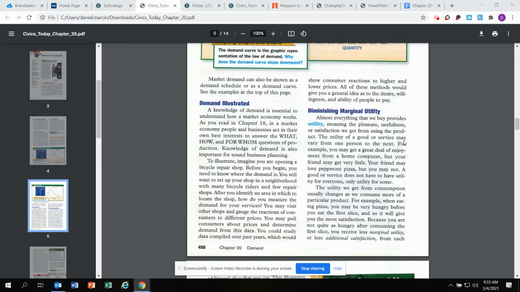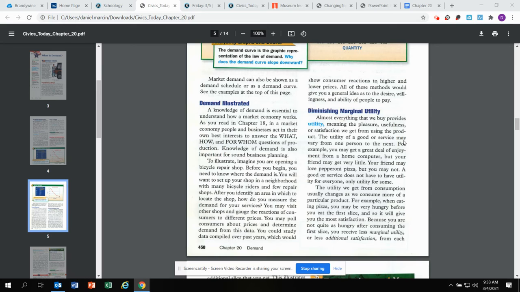To illustrate, imagine you are opening a bicycle repair shop. Before you begin, you need to know where the demand is. You will want to set up your shop in a neighborhood with many bicycle riders and few repair shops. After you identify an area in which to locate the shop, how do you measure the demand for your services?